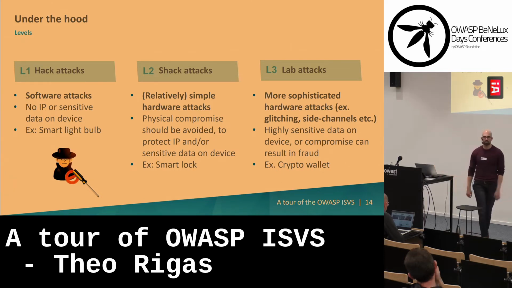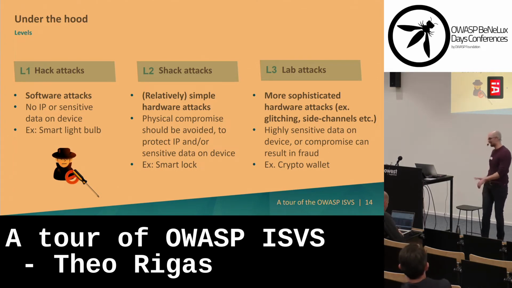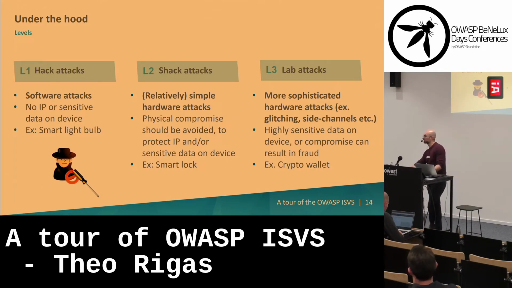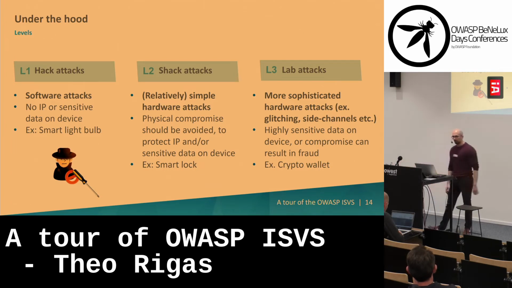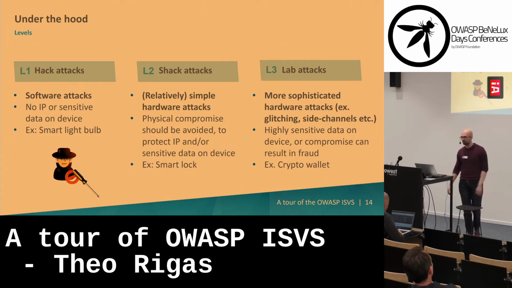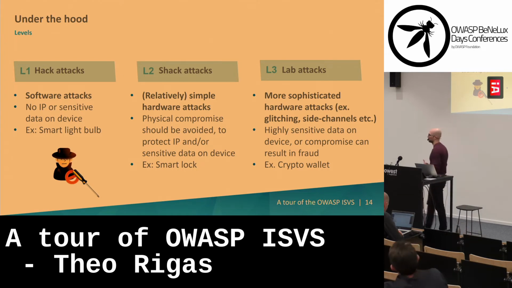And an example of a device that should be covered by a level 2 of ISVS is a smart lock, which is a bit more sensitive already than a smart bulb, but it's not something super critical. And then we have level 3, what I call the lab attacks at least, which aims to cover more sophisticated hardware attacks. So, for example, glitching, side channel attacks, and it's appropriate for devices that have highly sensitive data on them, or when compromise can result in fraud. For example, a crypto wallet.